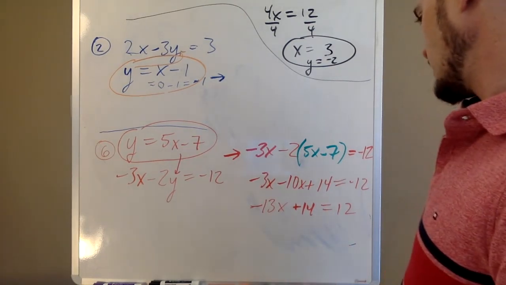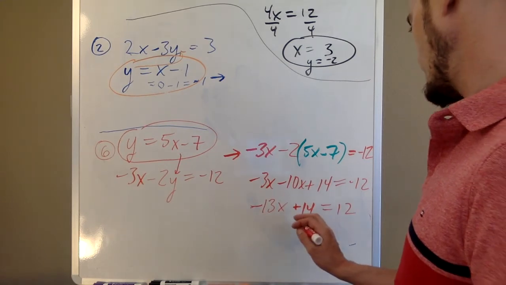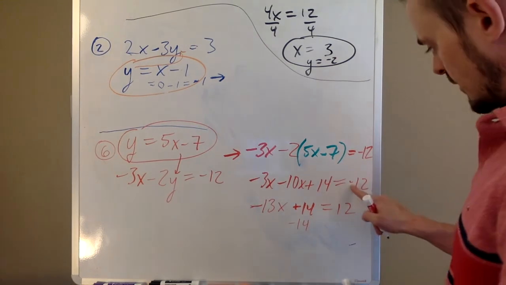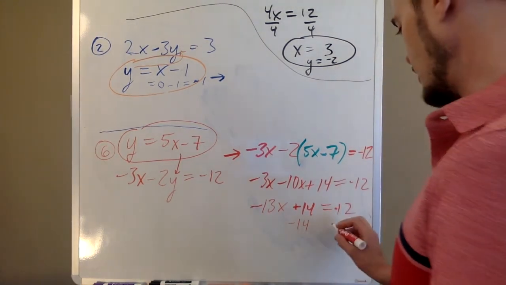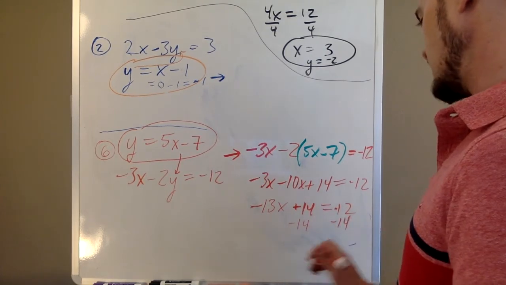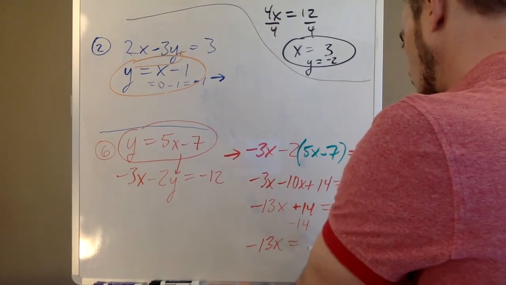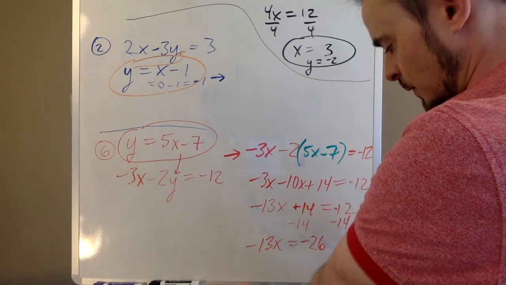Let's make sure I did this right. So I might make a mistake, did I? I'll subtract 14 from both sides. Aha! Don't forget that negative. See, I do it too. I just got to double check. Subtract 14 from both sides. And I get that negative 13x equals negative 26, because negative 12 minus 14.